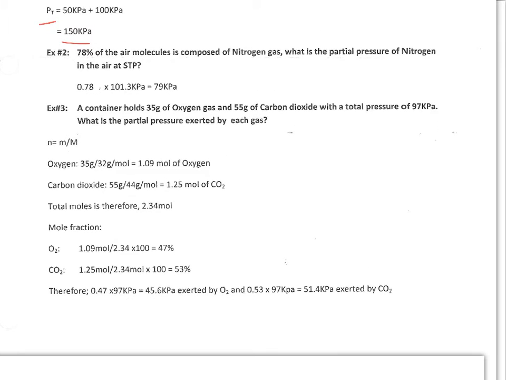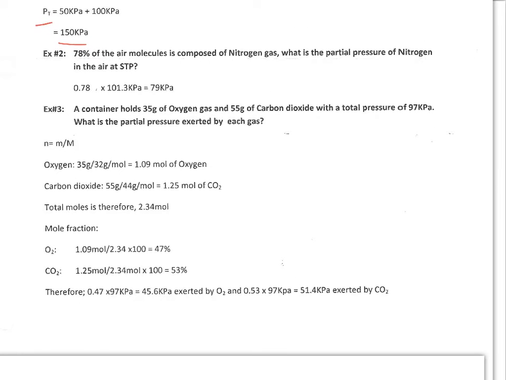If 78% of the air molecules are composed of nitrogen gas, what is the partial pressure of nitrogen in the air at STP? Don't let this little STP business throw you off at all. Really what we're looking at is, at standard conditions, what is the pressure from this nitrogen gas? If I know that 78% of my air is nitrogen gas, then really all that I'm doing is looking at 78% of my total pressure being from that nitrogen.